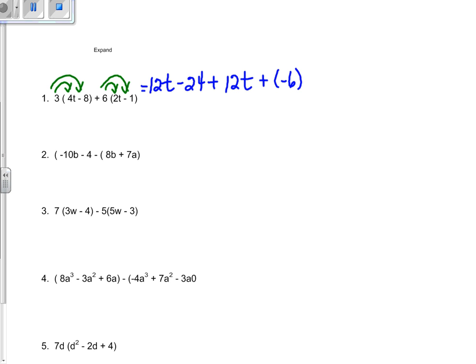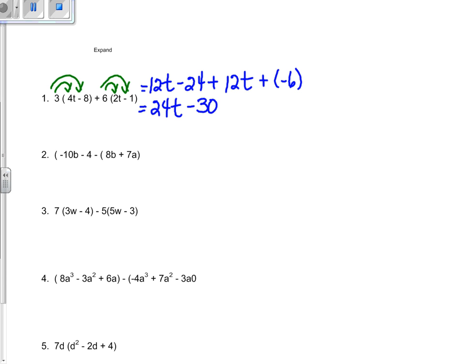Next line is to collect like terms. I have t's and I have numbers. I have 12t and another 12t, 24t. For numbers, I have negative 24, add negative 6, negative 30. Done.